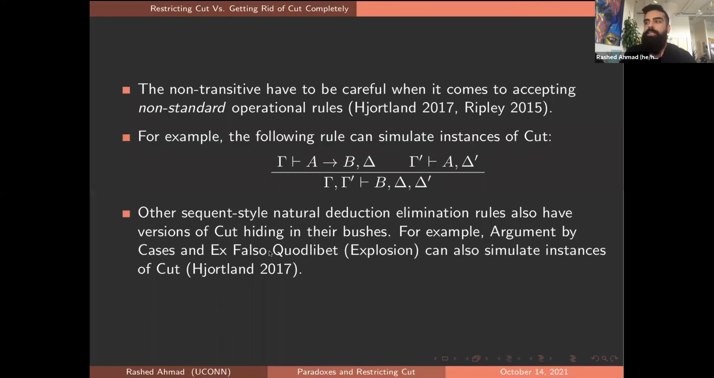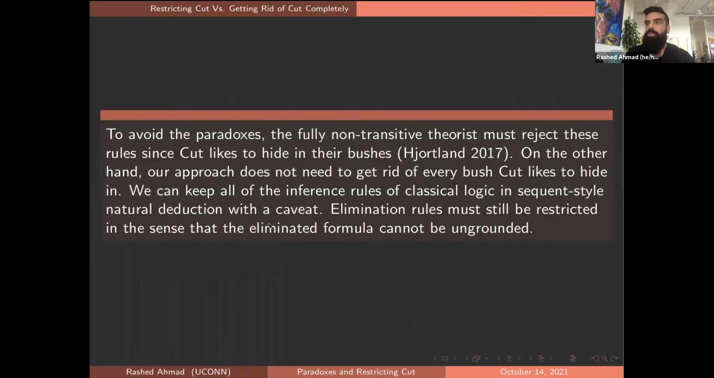Other sequence-style natural deduction elimination rules also have versions of cut hiding in their bushes. For example, argument by cases and principle of explosion can also simulate instances of cut. And as a result, the fully non-transitive must reject all of these rules, right? So to avoid the paradoxes and simulating cut to get to the paradoxes, the fully non-transitive theorists must reject these rules since cut likes to hide in their bushes. On the other hand, our approach does not need to get rid of every bush cut likes to hide in. We can keep all of the inference rules of classical logic in sequence-style natural deduction with the little caveat of the same restriction that we have on cut.